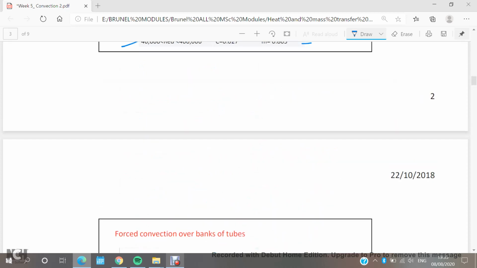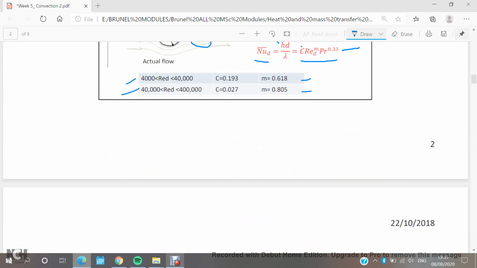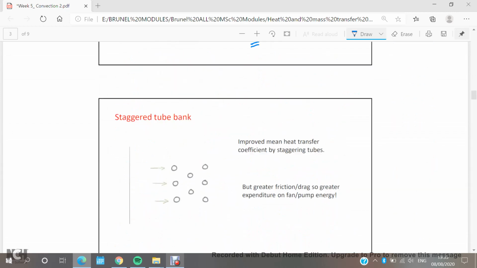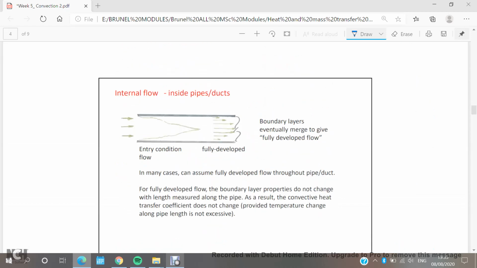Okay, so now we understood how to calculate the heat transfer coefficient in case of a single tube or in case of a bank of tubes. The second point which I want to discuss with you today is what if I have a flow inside a tube, not at the outside surface area, but touching the inner surface area of the tube.